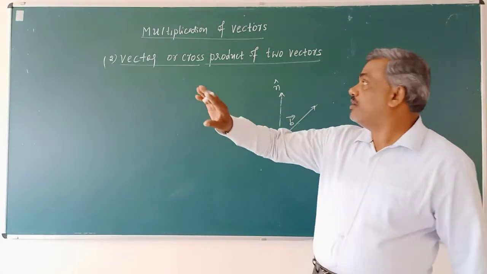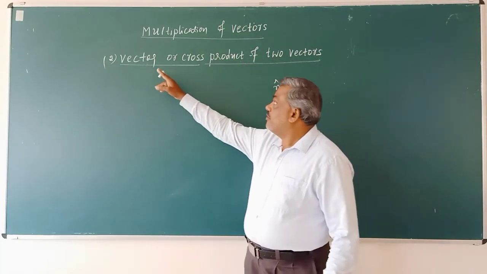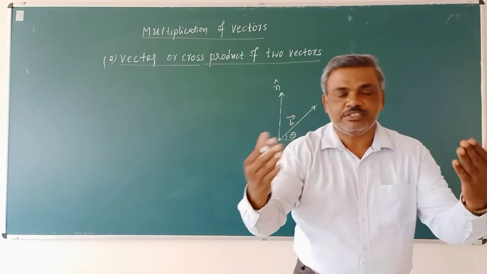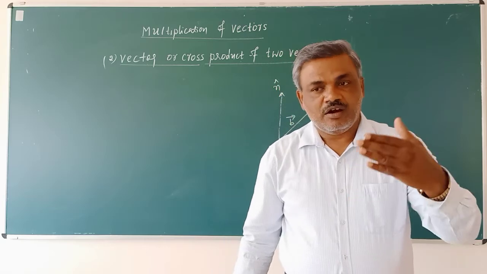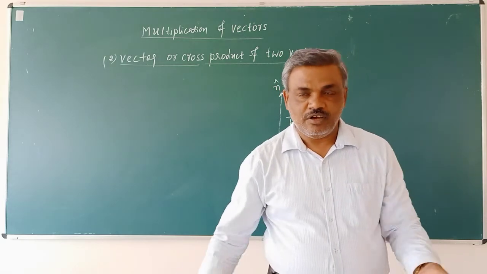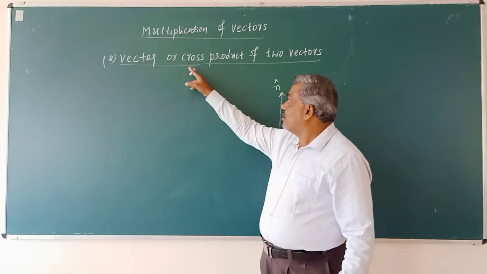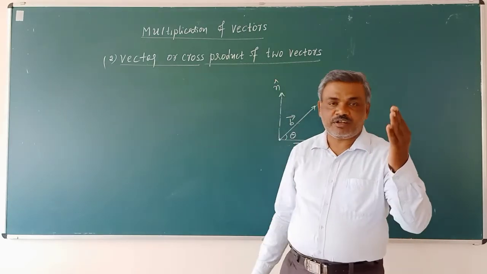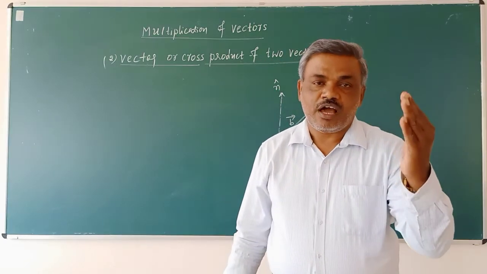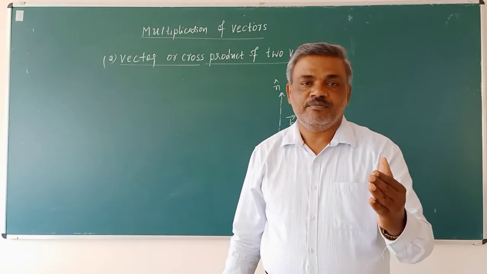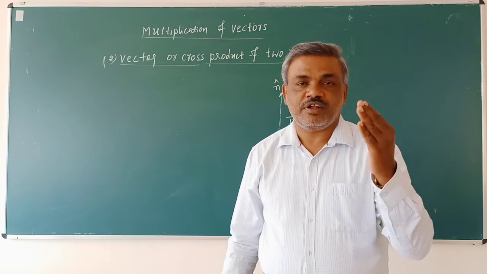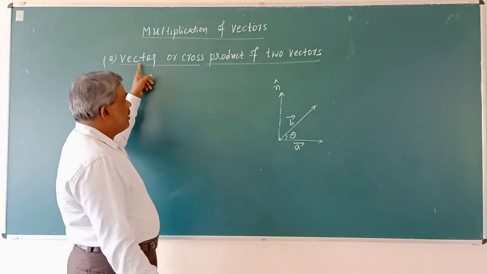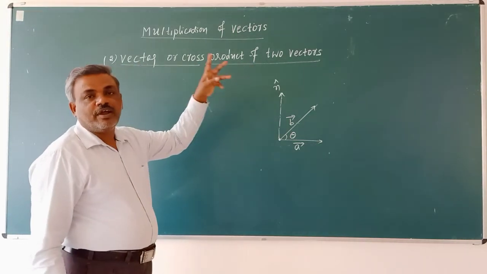Now second one, multiplication of vectors: vector or cross product of two vectors. Friends, the previous one was scalar or dot product of two vectors. Now the second one, vector or cross product of two vectors. The vector cross product is used to measure torque, angular momentum, and the relation between linear velocity and angular velocity. So now state and explain the vector or cross product of two vectors.